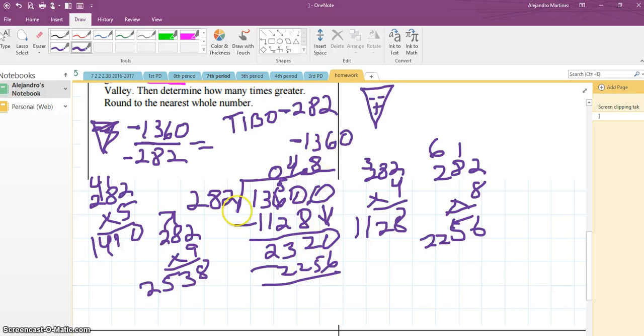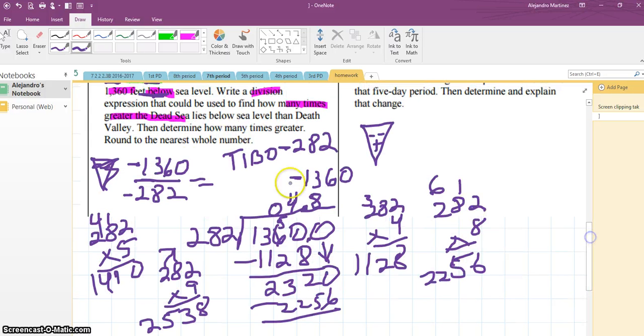And here you can finish the problem, but what it says there, determine how many times greater, round to the nearest whole number. So think there, well, this is 4.8. What's the nearest whole number to that? Is it closer to 4 or is it closer to 5? Remember the rule. 5 or more, we add one more. 4 or less, we let it rest. So you figure that out and you tell me. And you tell me your homework.